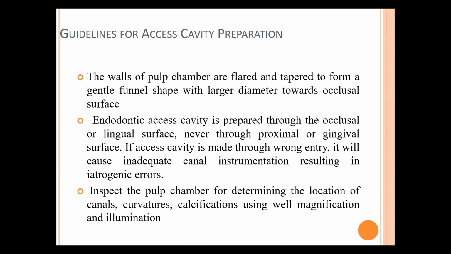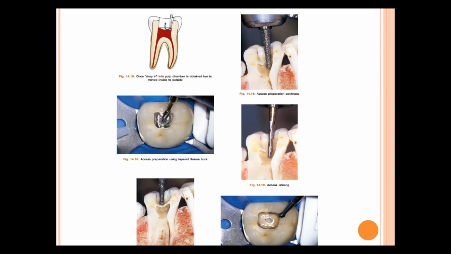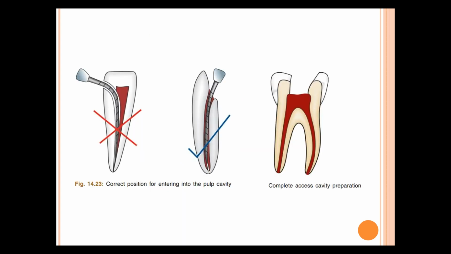The endodontic access cavity is prepared through the occlusal or lingual surface, never through the proximal or gingival surface. If the access cavity is made through a wrong entry, it will cause inadequate canal instrumentation resulting in iatrogenic errors. Inspect the pulp chamber to determine the location of canals, curvatures and calcifications using magnification and illumination. These pictures depict how we are going to open the access cavity. The first picture shows that we are entering through the proximal side. That is wrong. The correct entry is through the lingual side above the cingulum.